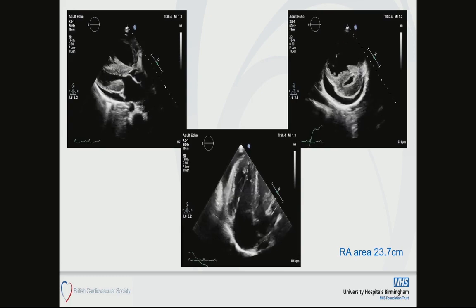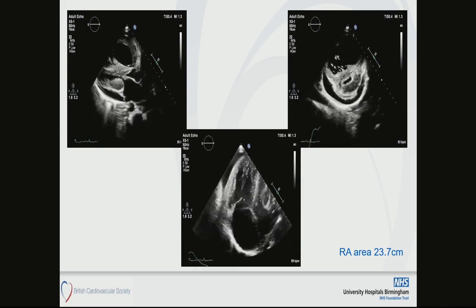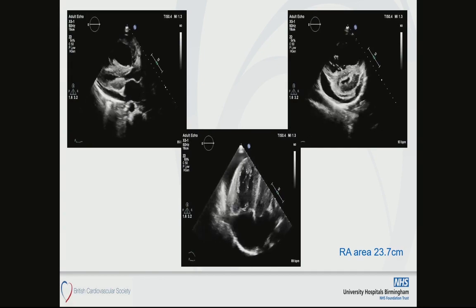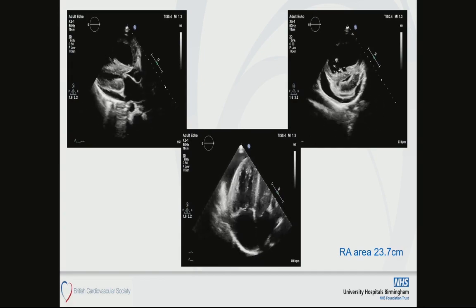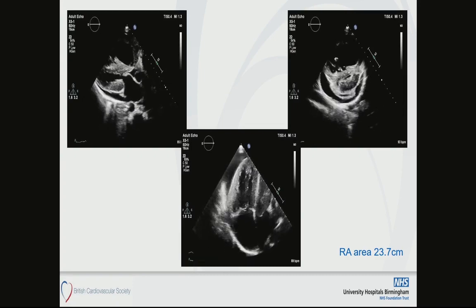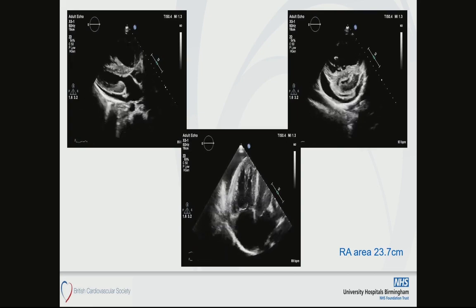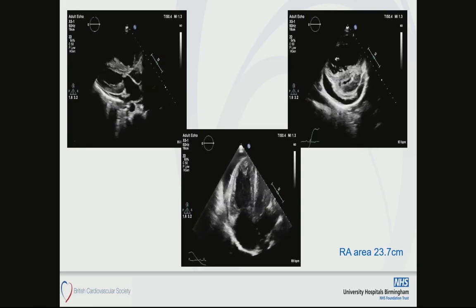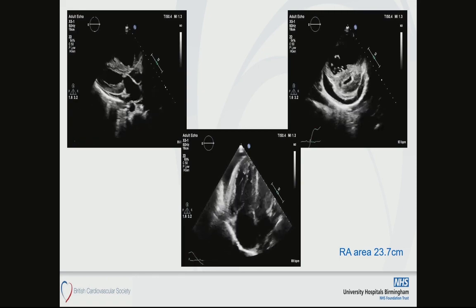So, it's quite an extreme case. This was a young man who's in a bit of trouble. You can see he's got a pericardial effusion as well. From here you can see a really dilated right ventricle, this is what I mean by the eccentricity index. It's really squished. If you look at that diameter to that one, it's greater than 1.3. And he's got this massive right atrium, the area was 23.7.